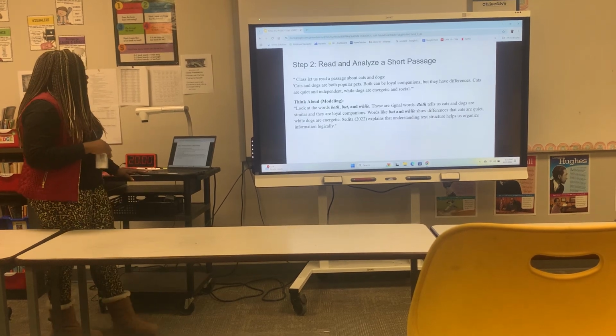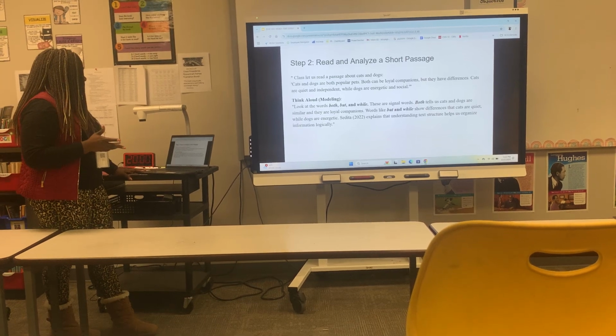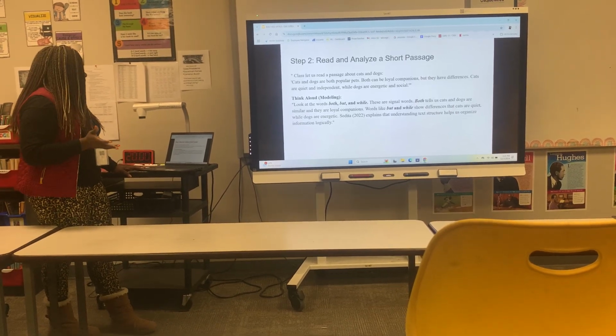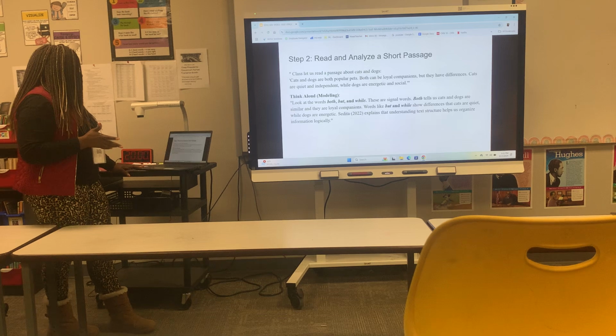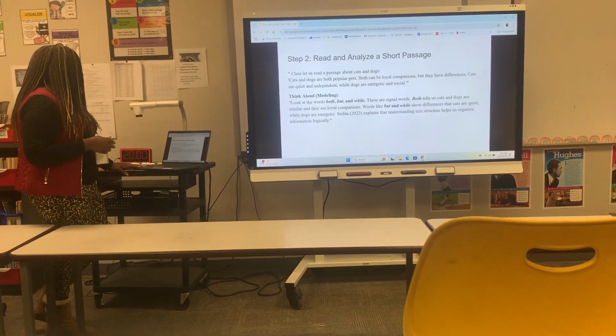Step 2, we're going to read and analyze a short passage. For instance, cats and dogs are both popular pets. Both can be loyal companions, but they have differences. Cats are quiet and independent, while dogs are energetic and social.